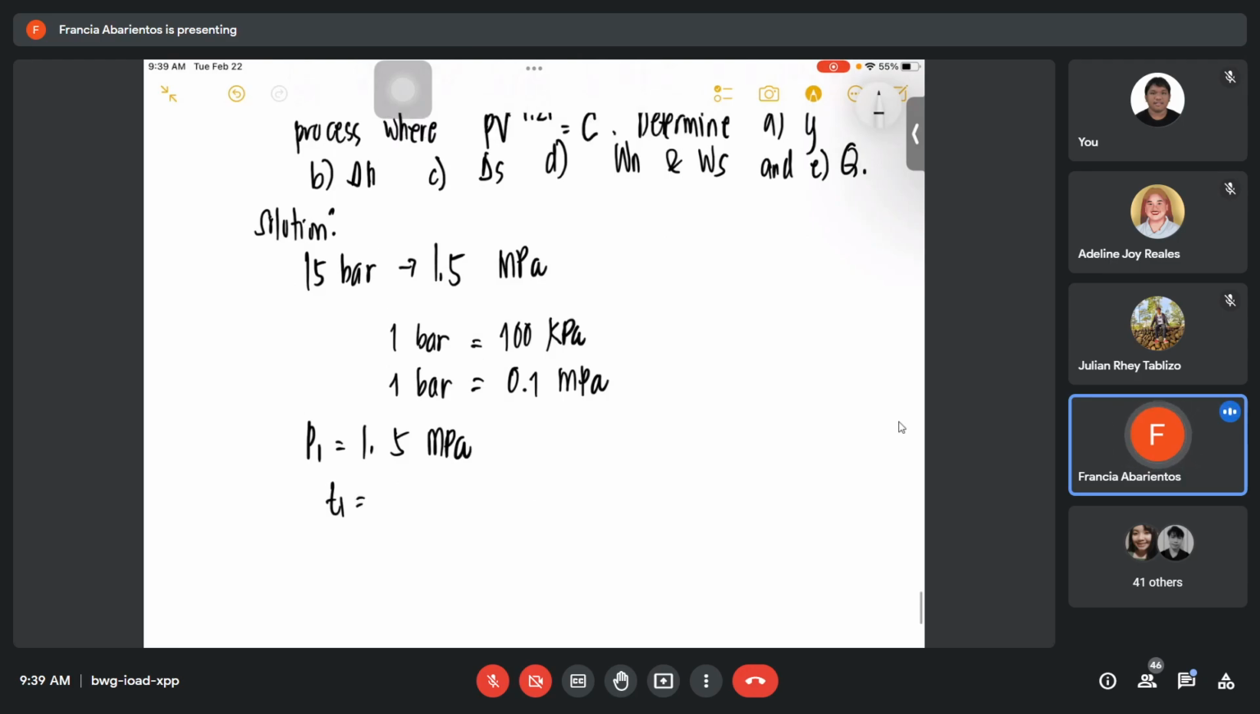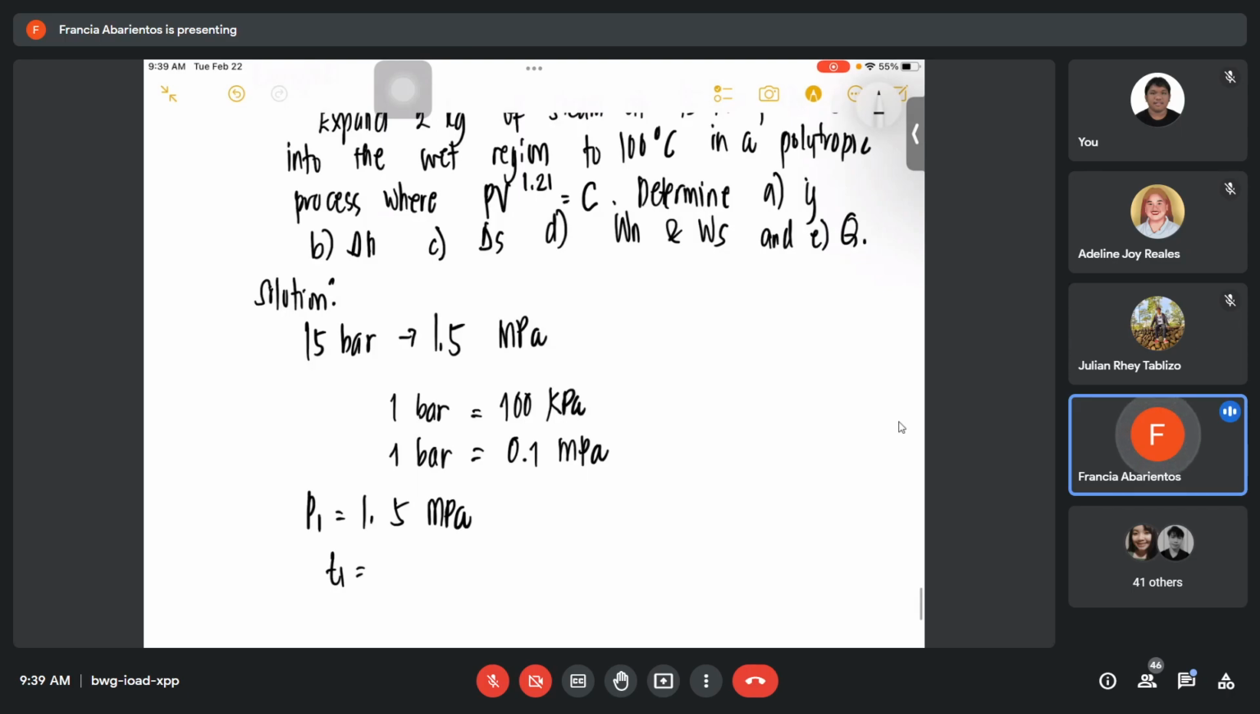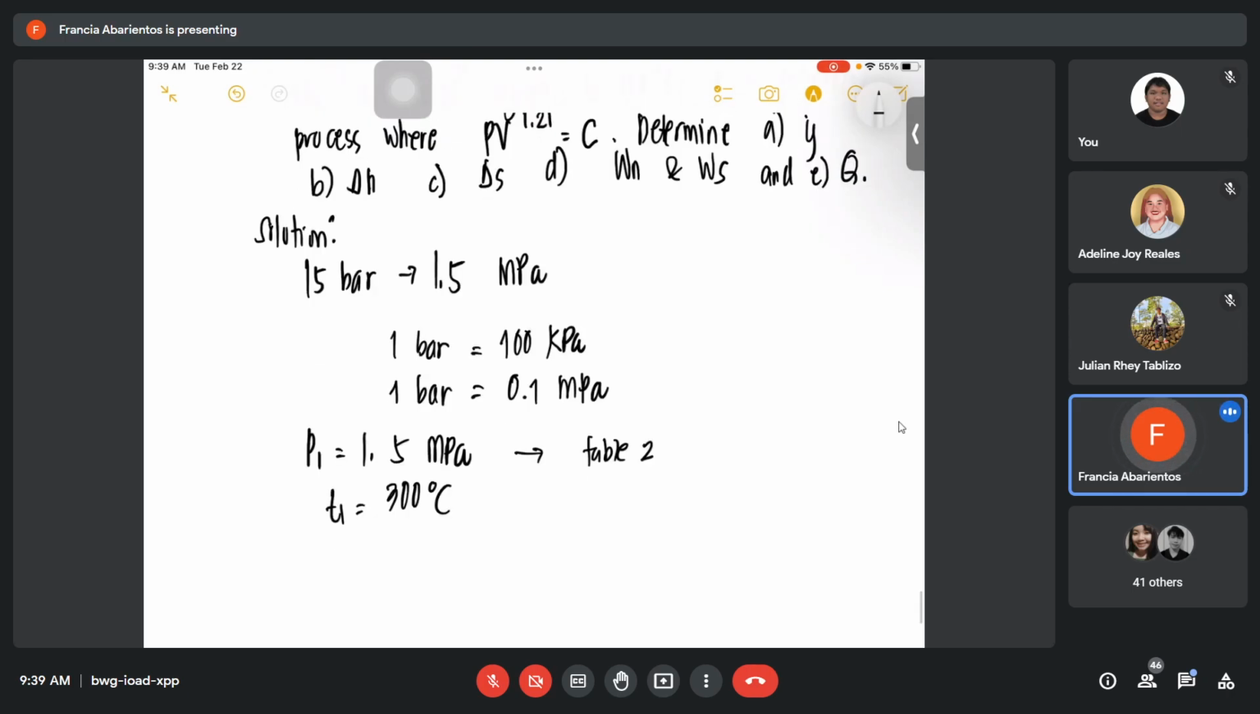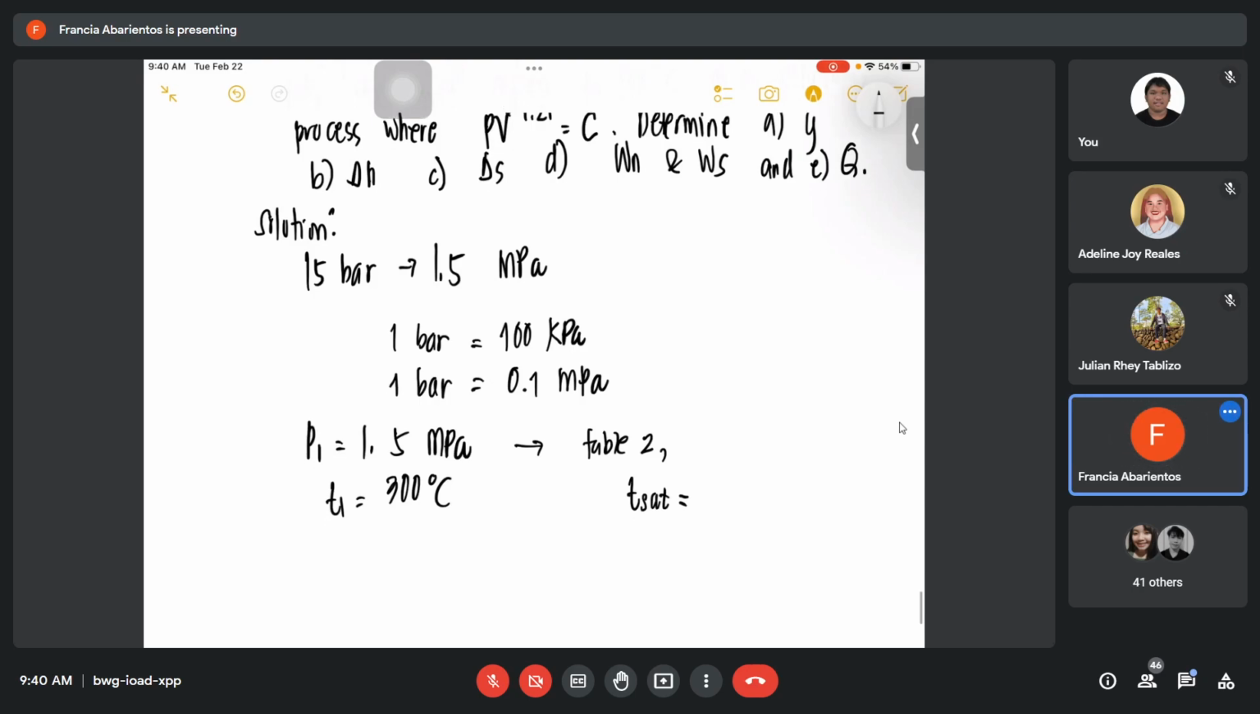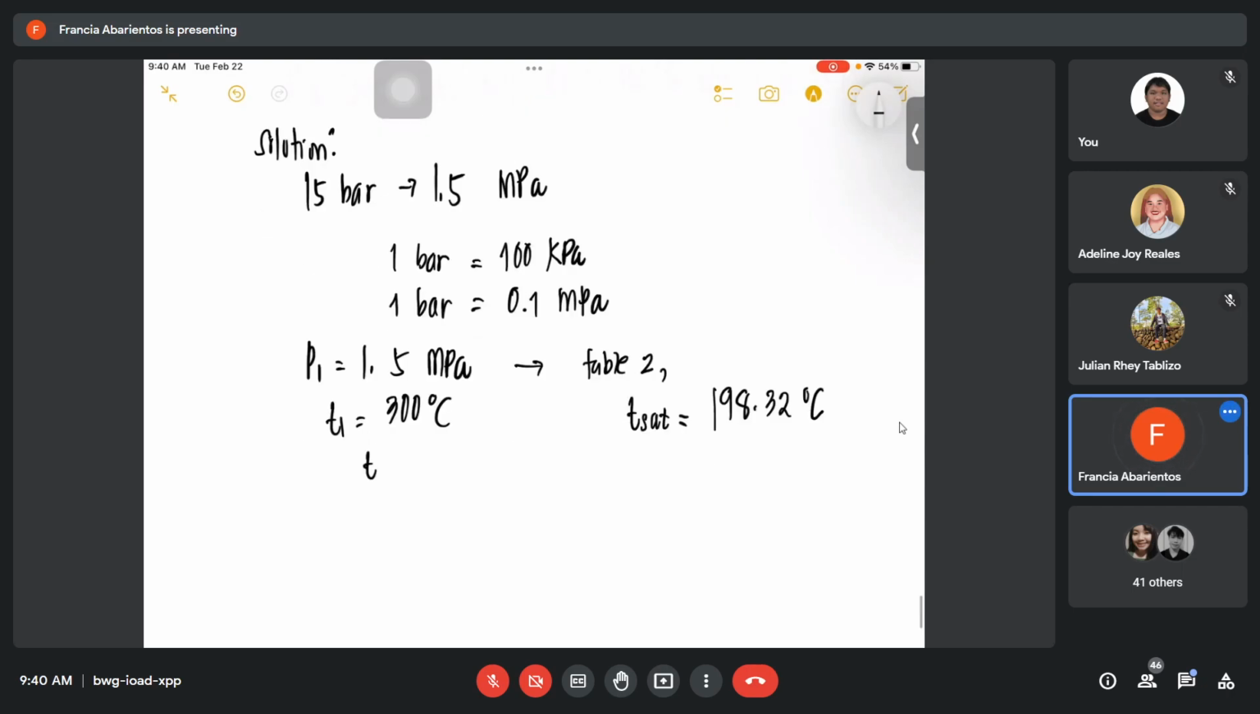The temperature at point 1 given in the problem is 300. Go to Table 2 and look at the saturated temperature at a pressure of 1.5. How much is our saturation temperature? 198.32 degrees Celsius, the Tsat. The given temperature is greater than the saturated temperature, so this falls under the category of superheated vapor.